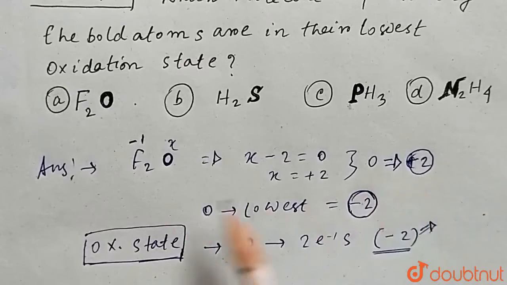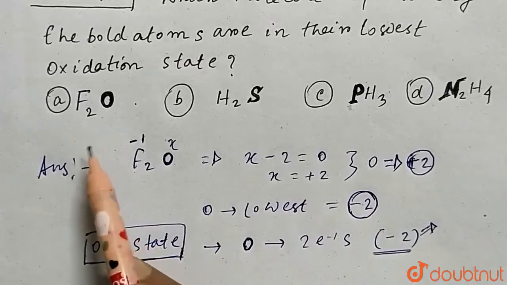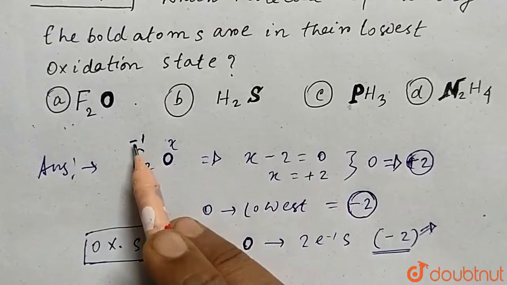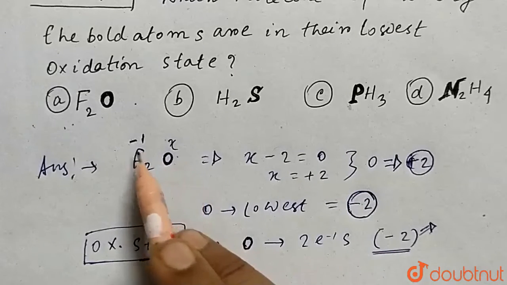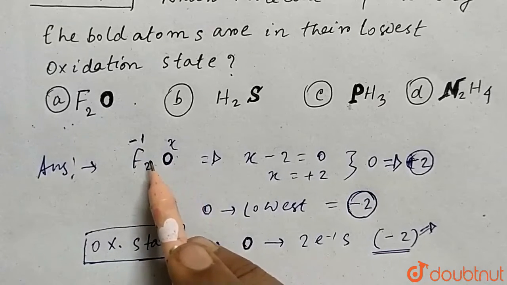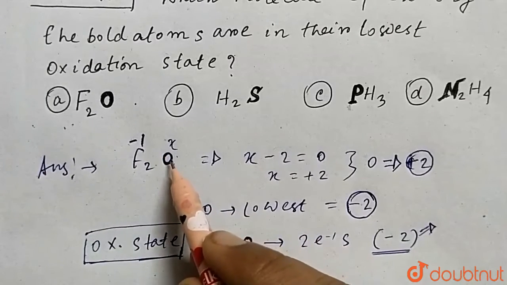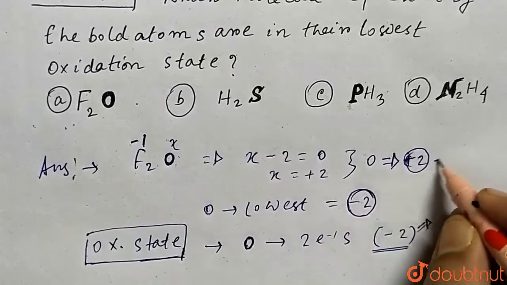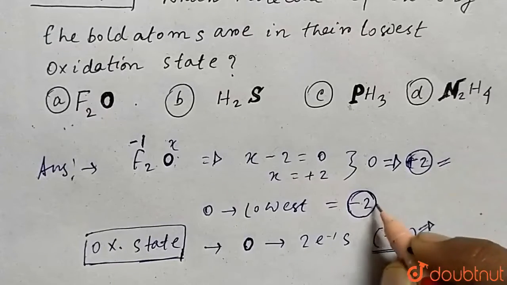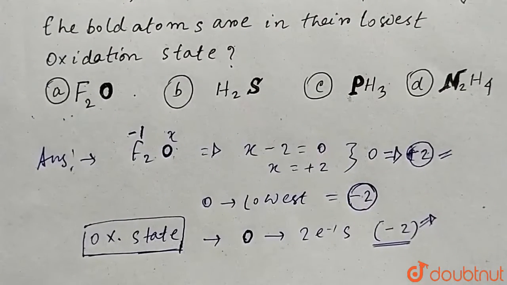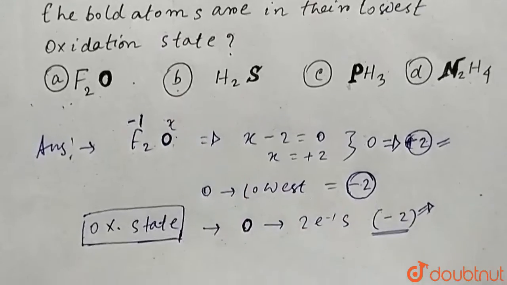So as +2 is an exceptional oxidation state, in A fluorine always gains electrons from oxygen, because fluorine has higher electronegativity than oxygen. So it will gain 2 electrons from oxygen, and oxygen will get the +2 oxidation state. That is not the lowest oxidation state, right? So A will not be our correct answer. Now I will move to option B.